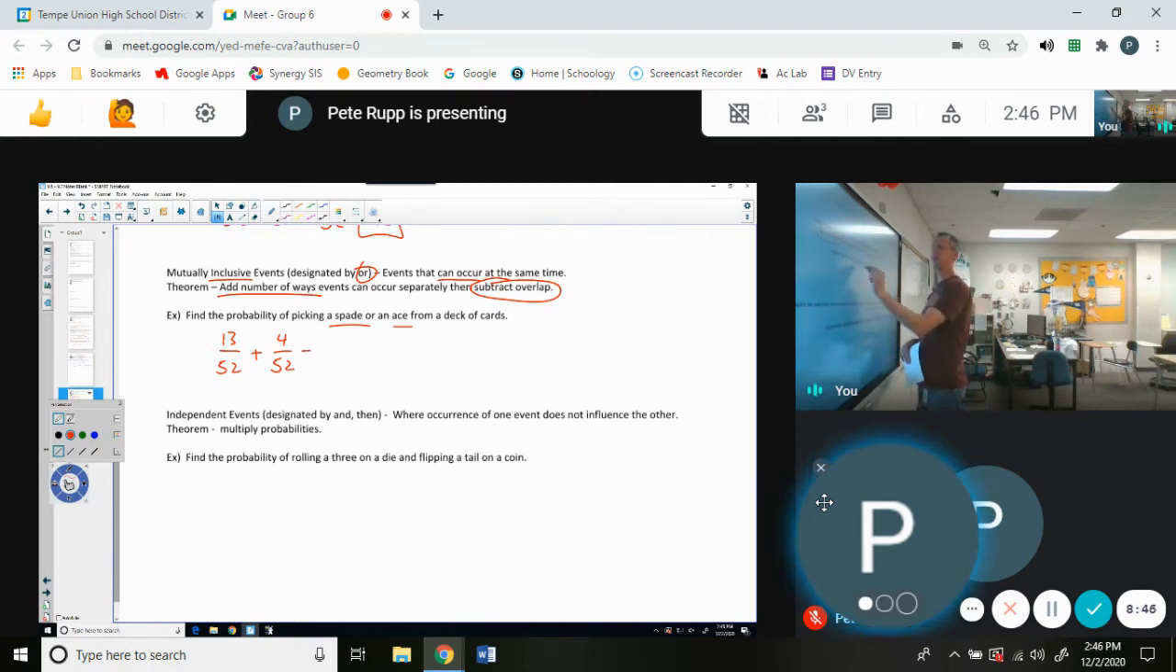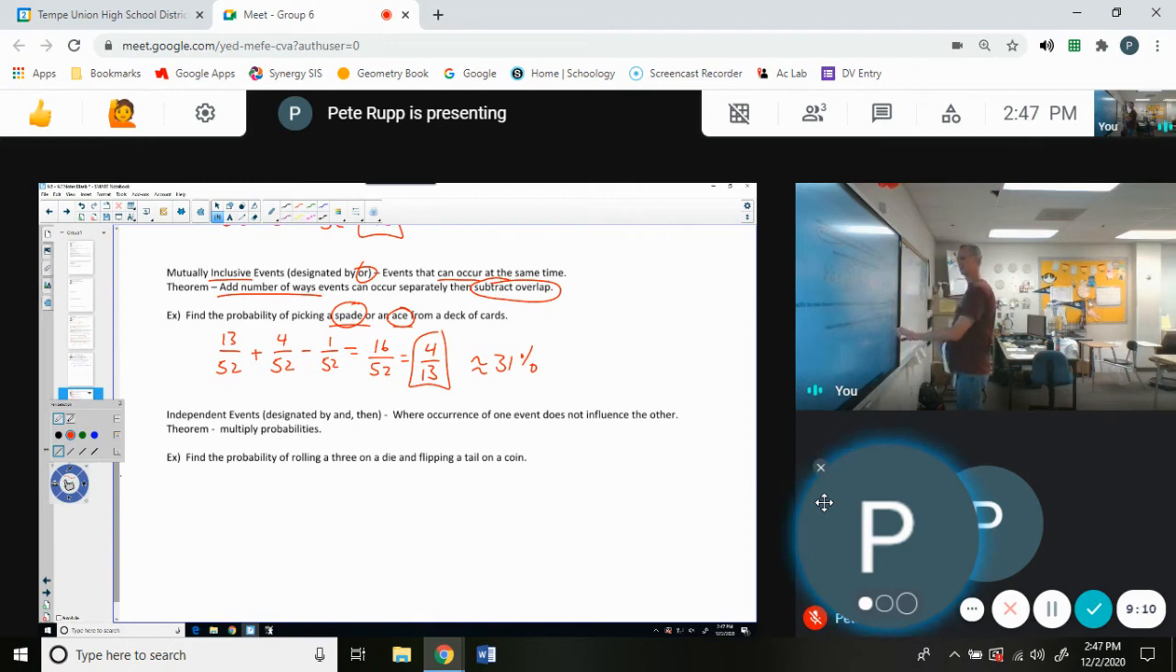So I have to subtract the overlap. How many aces of spades are there? There's 1. And that makes sense because I double counted it. So I want to subtract 1 out. And that gives you 16 out of 52, which is 4 out of 13. Okay, so that's your probability right there. If you want to write it as a decimal, it's approximately 31%.